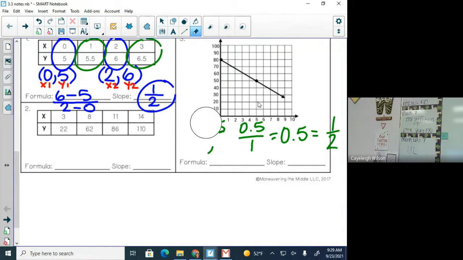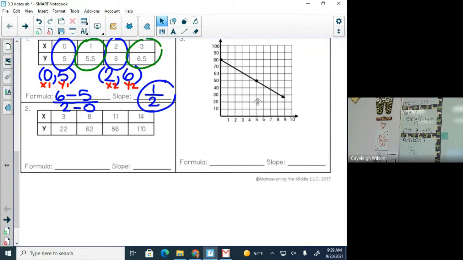Okay, you all do number 2. So you all choose any 2 points that you want to choose. Find your slope.